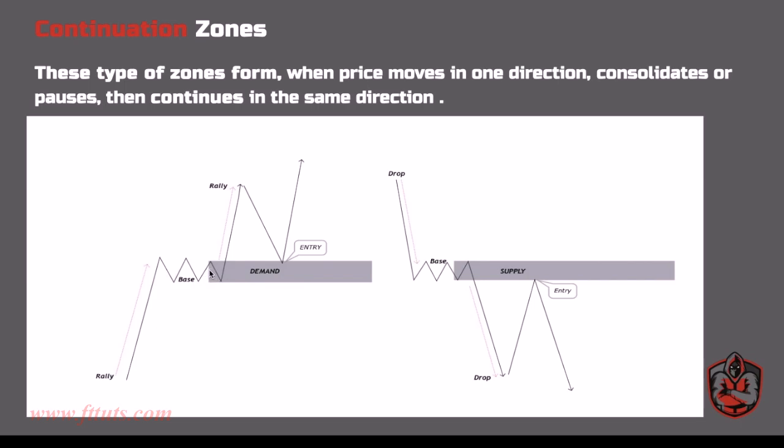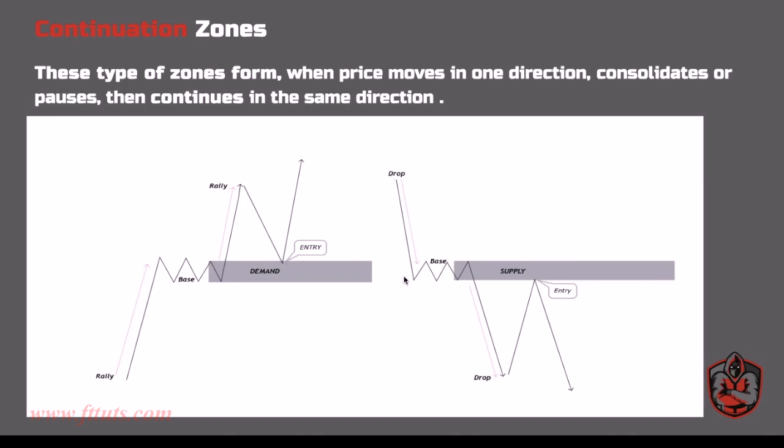Now that pause, that area of consolidation creates an area of demand, right? So when price pushes up from there and starts to pull back into this area, that means it would have mitigated an area of demand where we would look to then enter to continue the move over to the upside. That is why it's called a continuation zone, right? Because essentially all it is, is price continuing over to the upside.